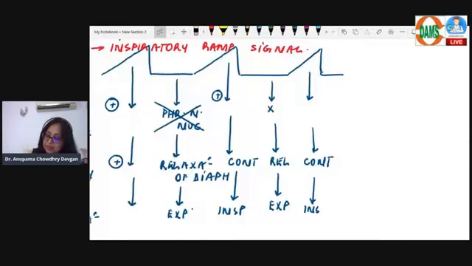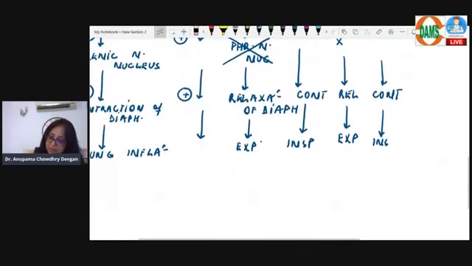Now, the next important point here is, what are the receptors for tidal respiration?